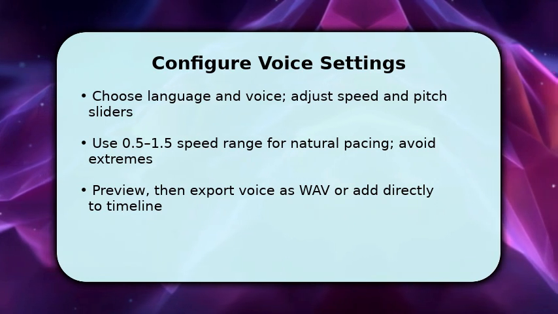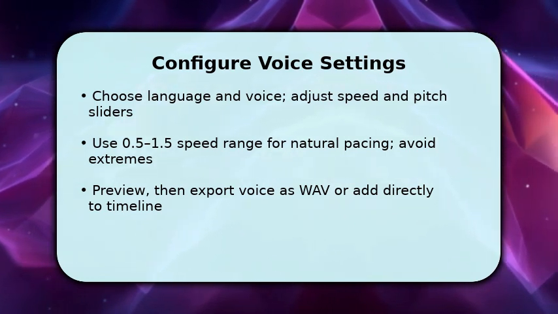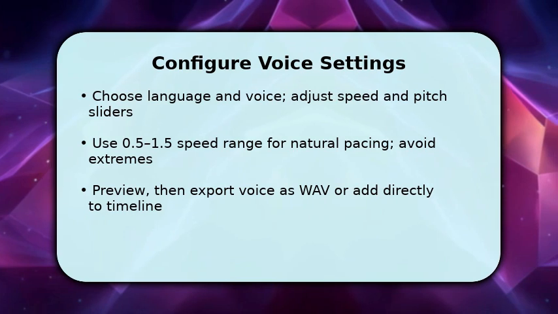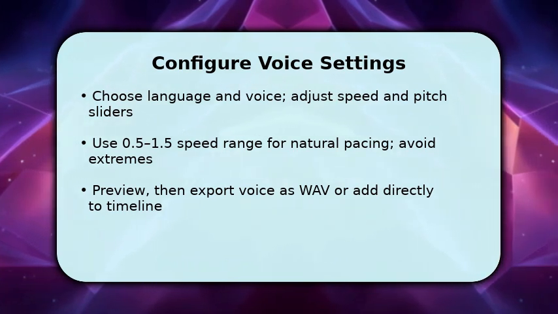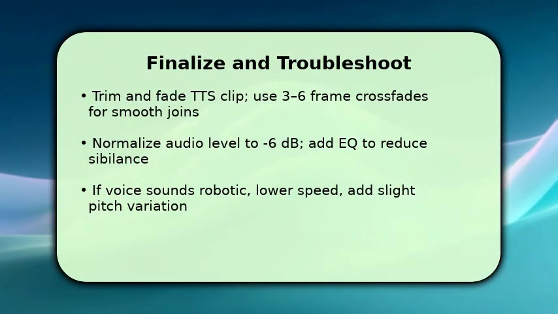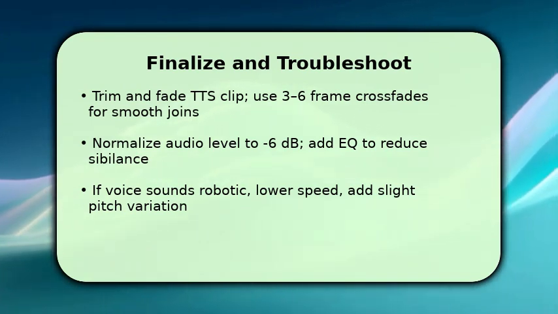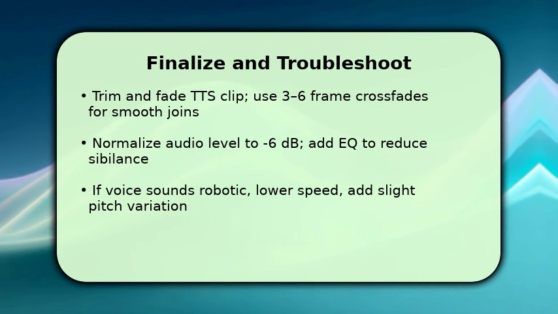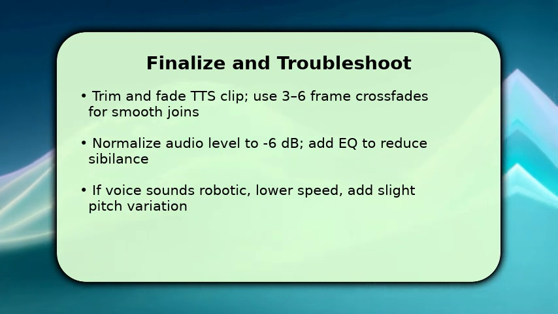If it fits, either export the clip as a WAV file or insert it directly into the timeline. Make sure to scrub the timeline to check lip sync. Finish by trimming the generated audio to match cuts, add 3 to 6 frame crossfades for smooth transitions, and normalize the clip to about -6 dB so it sits well in the mix.